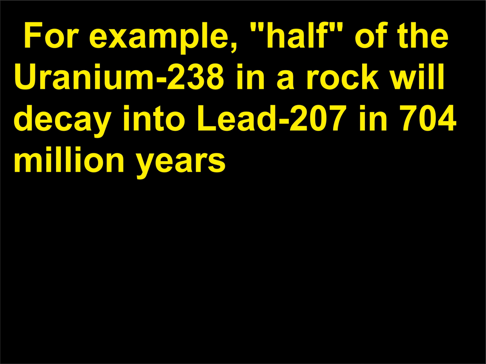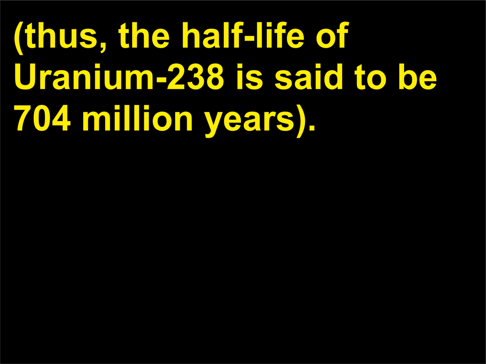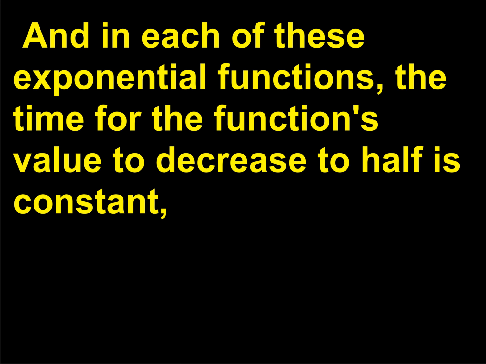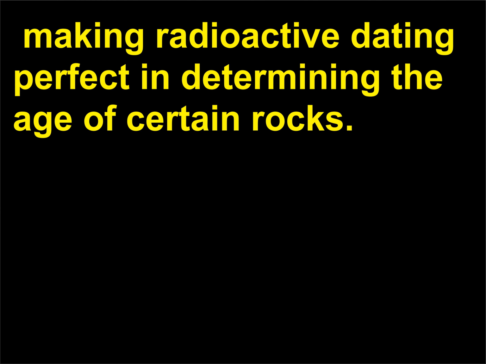For example, half of the uranium-238 in a rock will decay into lead-207 in 704 million years. Thus, the half-life of uranium-238 is said to be 704 million years. Statistically, this change follows a specific decay function for each isotope of an element. And in each of these exponential functions, the time for the function's value to decrease to half is constant, making radioactive dating perfect in determining the age of certain rocks.